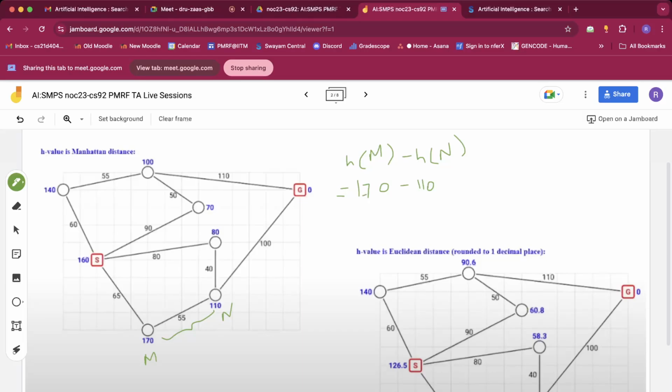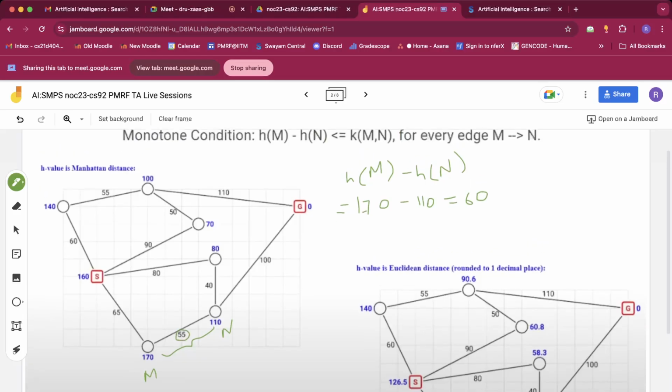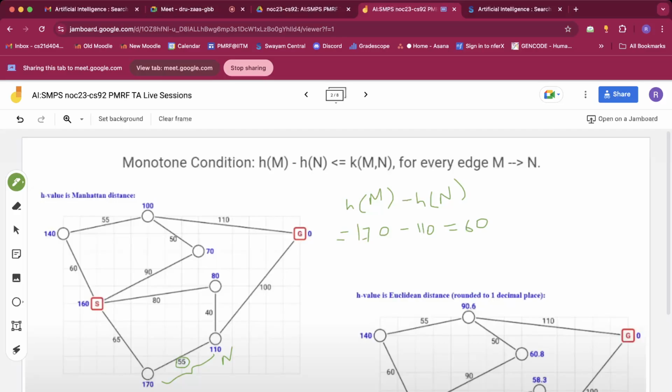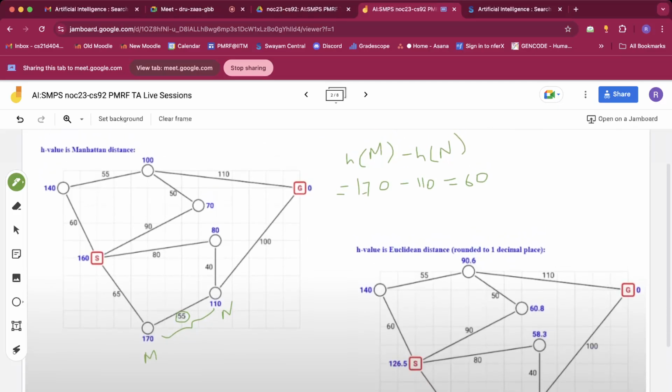Okay, but you see 60 is greater than the actual cost of going from M to N, which is 55. And what does the monotone condition tell us? That h(M) minus h(N) should be less than or equal to the actual cost, right? But this is clearly violated in this case, right? 60 is greater than 55. So just because of this one edge itself, we can say that the monotone condition is not satisfied in case of Manhattan distance heuristic function.